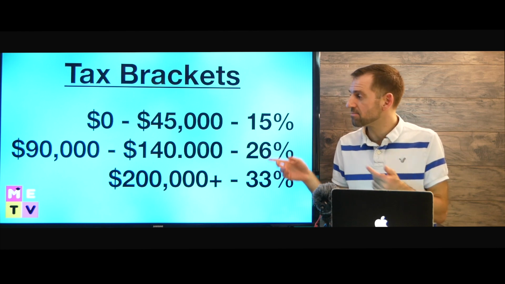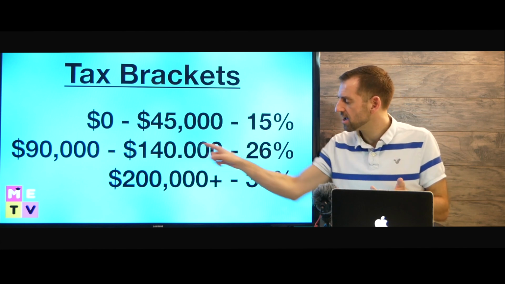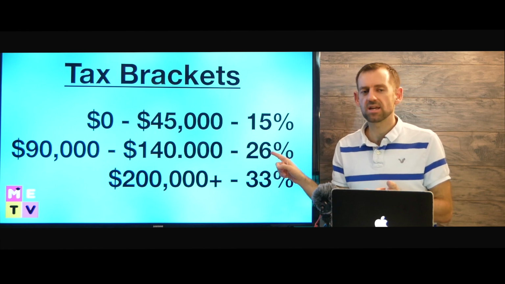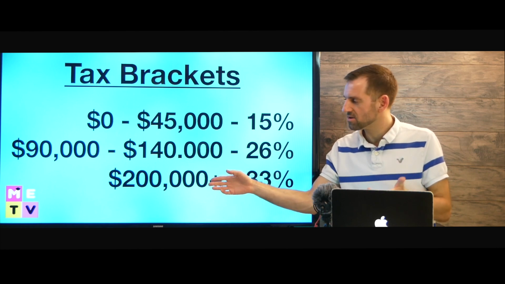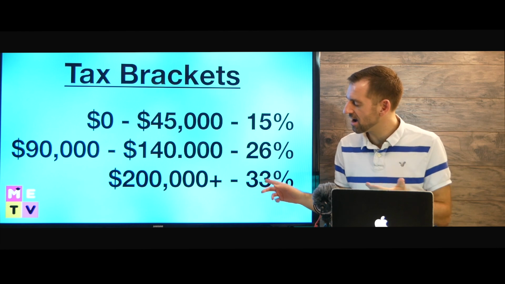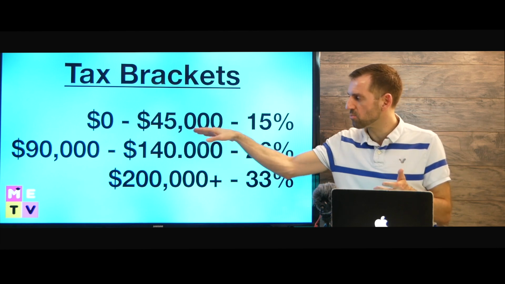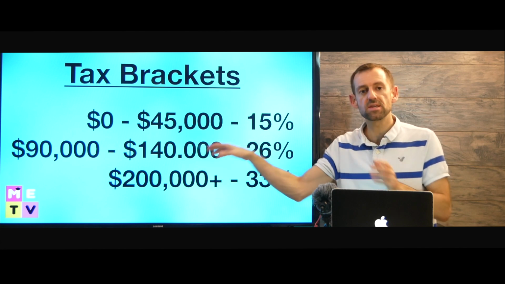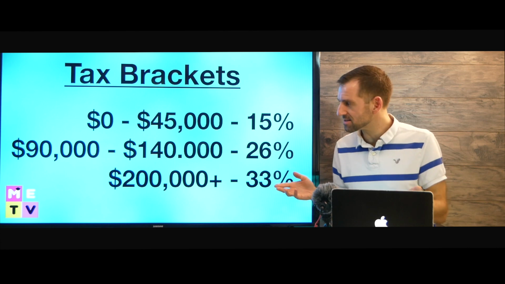But if you make more money, let's say you make like $100,000, then you would be in the 26% tax bracket. And if you make a lot of money, then you're in a higher tax bracket. These are just some examples. There's actually more brackets in between, but these are just a few examples so you can see what a bracket is.